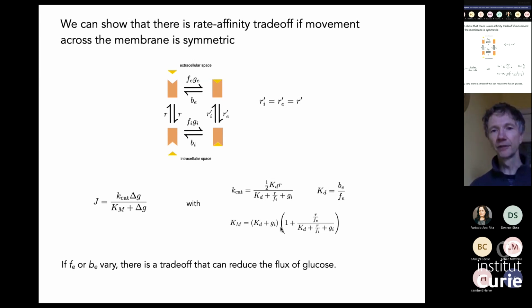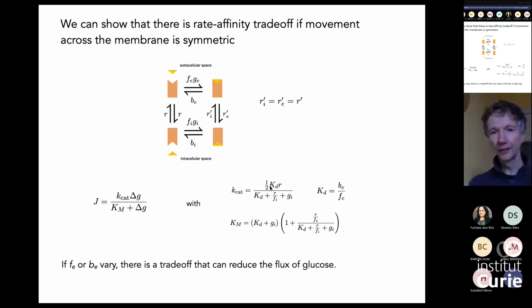Notice that these are effective kcats and Kms, where this is the effective substrate, the difference in glucose concentrations, and that internal glucose inhibits the transport. So you can see there's a GI for internal glucose here and a GI here. I should explain the other parameters. R is, as we said, the rate of flipping. And the other important one is this KD, which is given by the ratio of these two rates, and so it's the dissociation constant of glucose binding to the transporter.